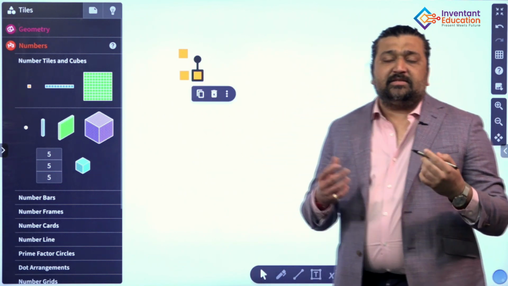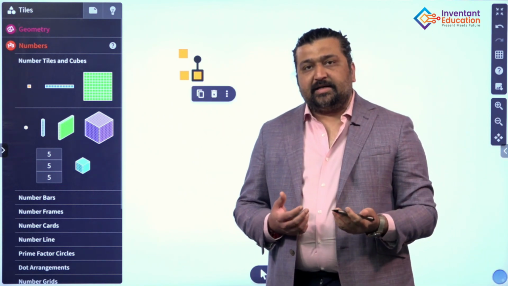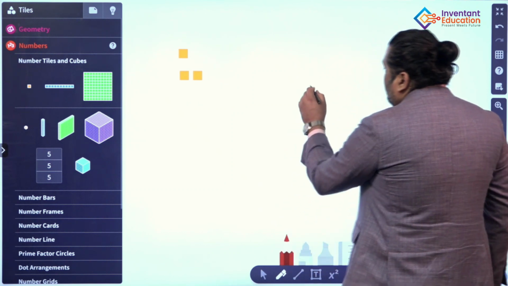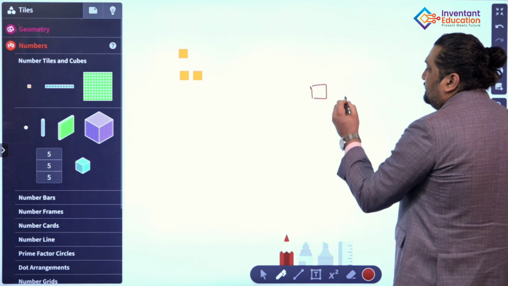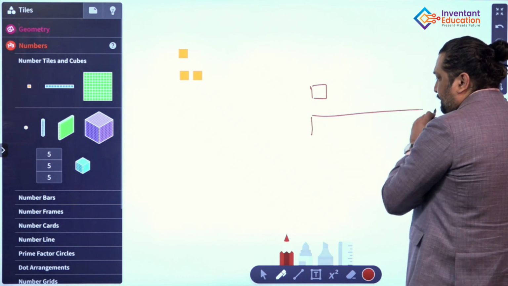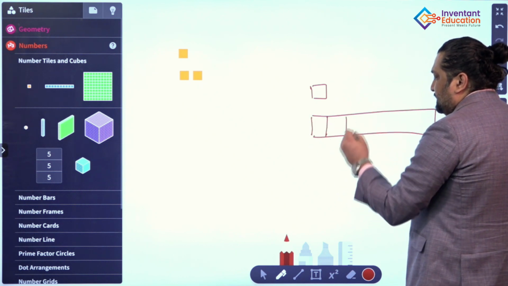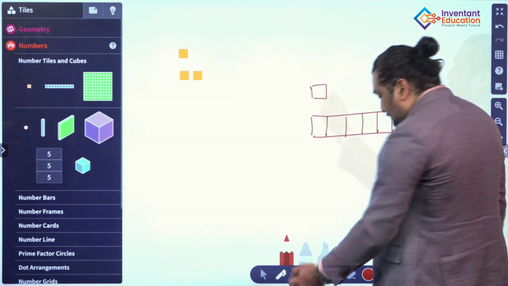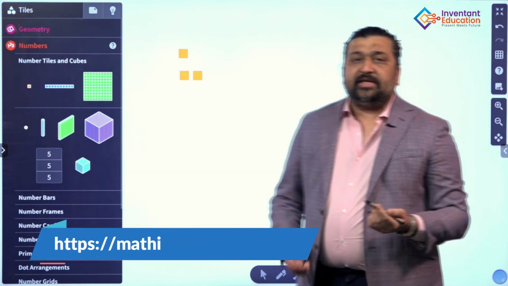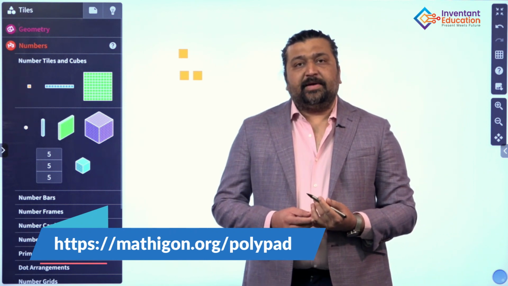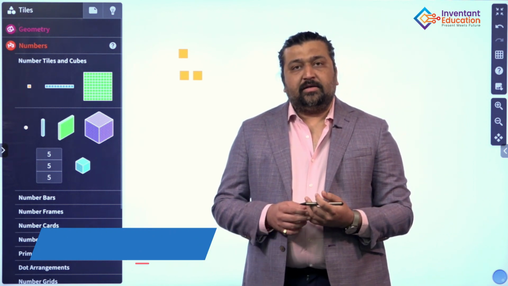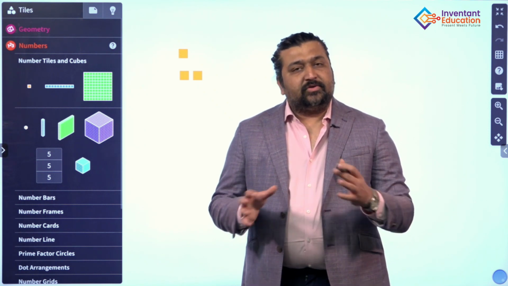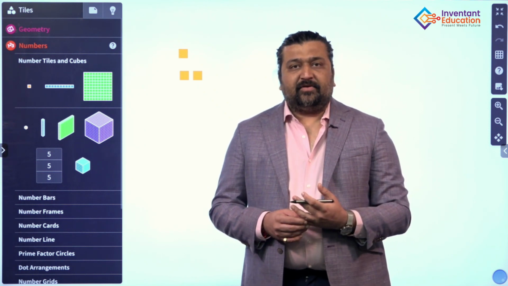If there is no screen in the class, you can still use symbols like a square or a rectangular strip which shows a 10 to show manipulatives. Today I am using Mathigon Polypad for this tutorial, but there are many other manipulatives also available, so you can use any platform that you like.